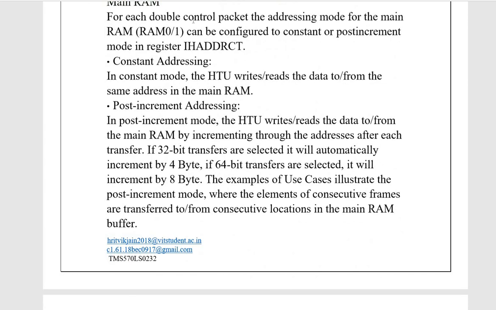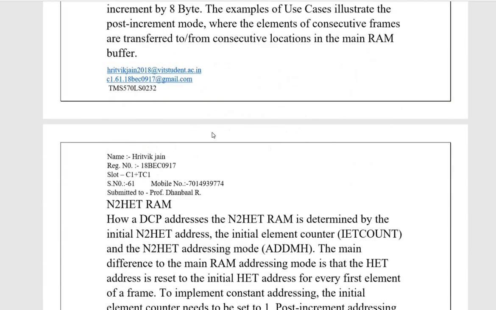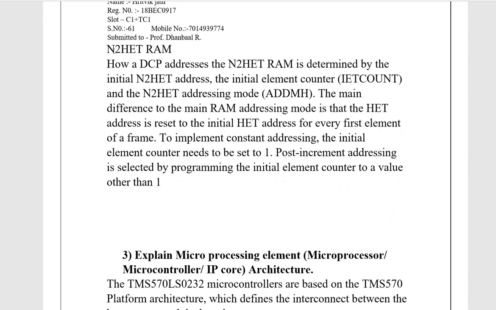In main memory, for each double control packet, the addressing mode for the RAM can be configured to constant or post-increment mode in the register. In constant addressing mode, the STU writes and reads the data to and from the same address in the main RAM. And here I wrote the description about it also.